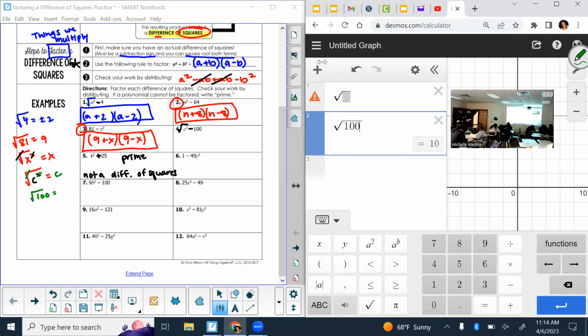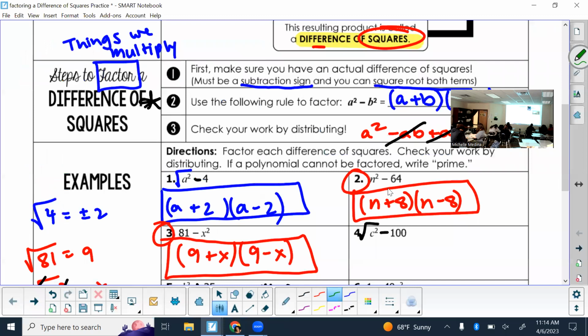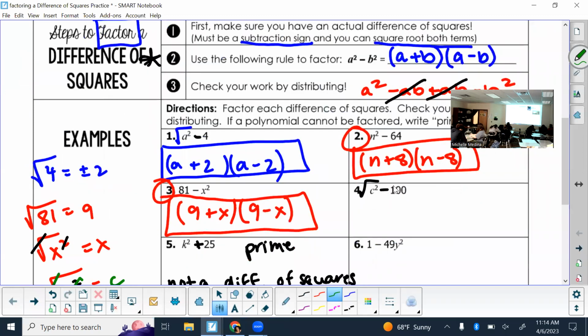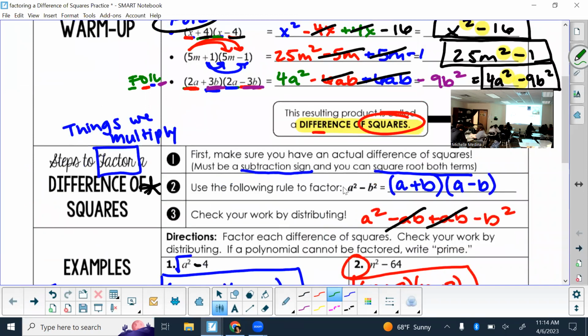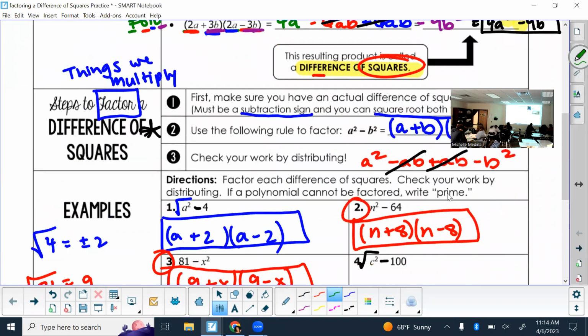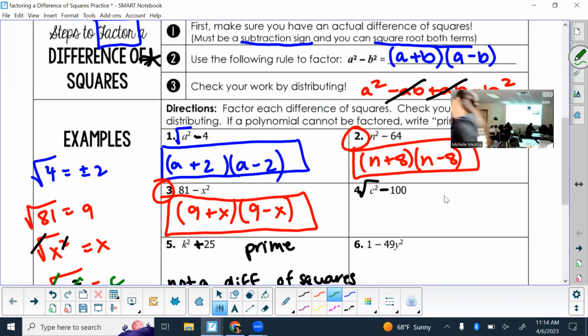All right, so since there's a minus sign in between and there's perfect squares on each side, we can factor it according to this rule. Which basically says if it's a difference of squares, write it as the square roots in parentheses. So the square root of c squared is c. The square root of 100 is what, class?